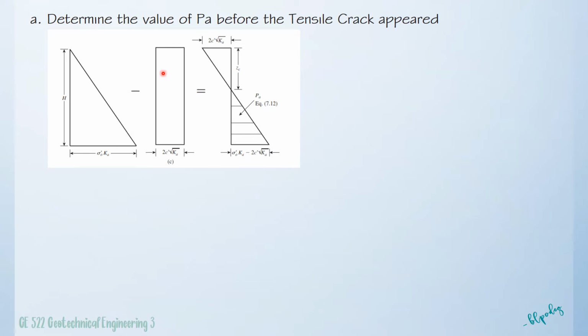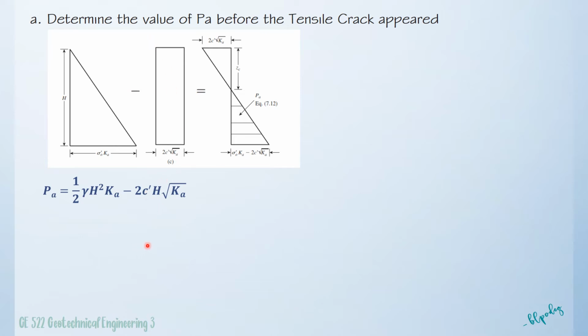You can use either the one on the left side or the total, whichever is simpler to manipulate. Anyway, both are equal. For this particular problem, let us use the triangle and the rectangle because it is simpler. So force per unit length is equal to the area of the triangle, 1/2 times the unit weight multiplied by H squared multiplied by Ka, minus the area of the rectangle, that simply becomes 2C prime multiplied by the square root of Ka multiplied by the height.